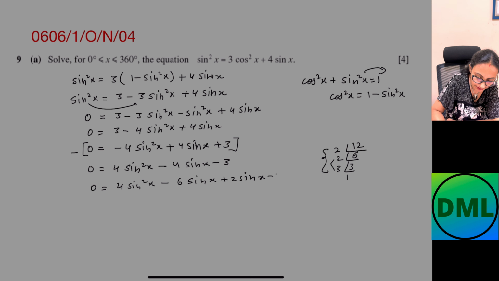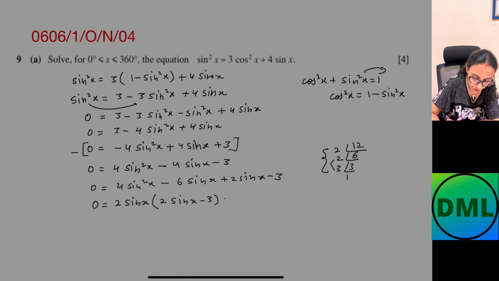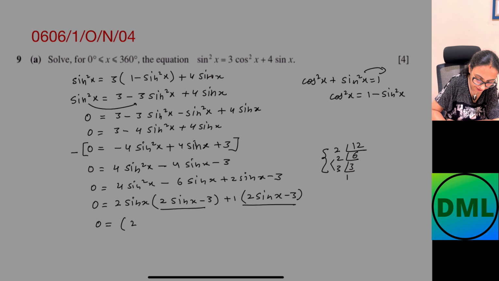x minus 3. 0 is equal to, I'll take out 2 sin x as a common factor. You are left with 2 sin x minus 3. I'll take out plus 1 as a common factor from 2 sin x and minus 3. You are left with 2 sin x minus 3. These two factors are same. So I'll take out 2 sin x minus 3 as a common factor. You are left with 2 sin x plus 1.